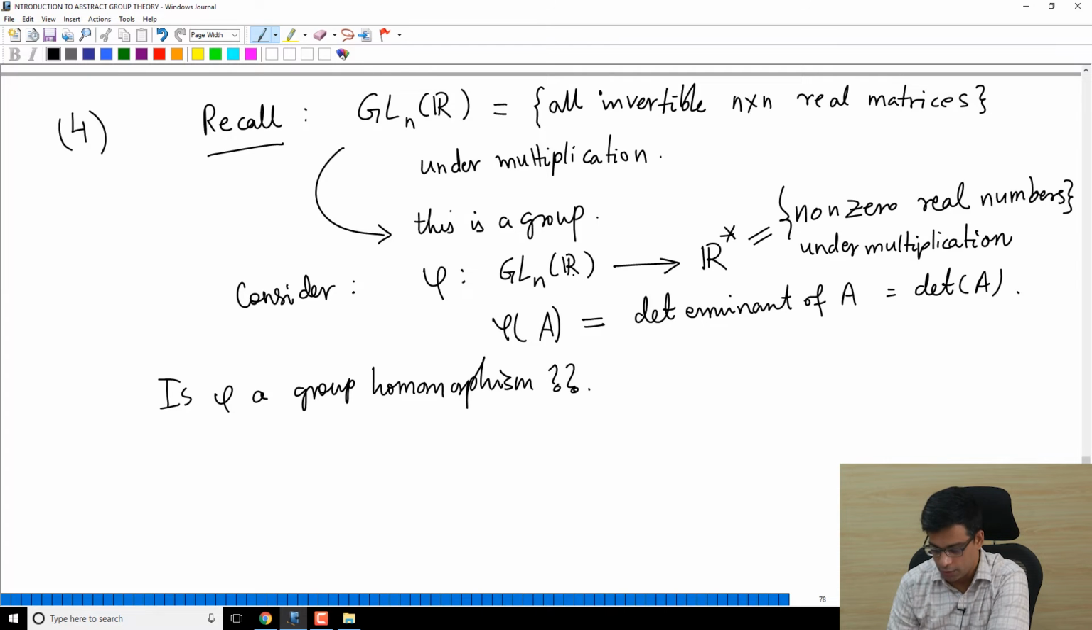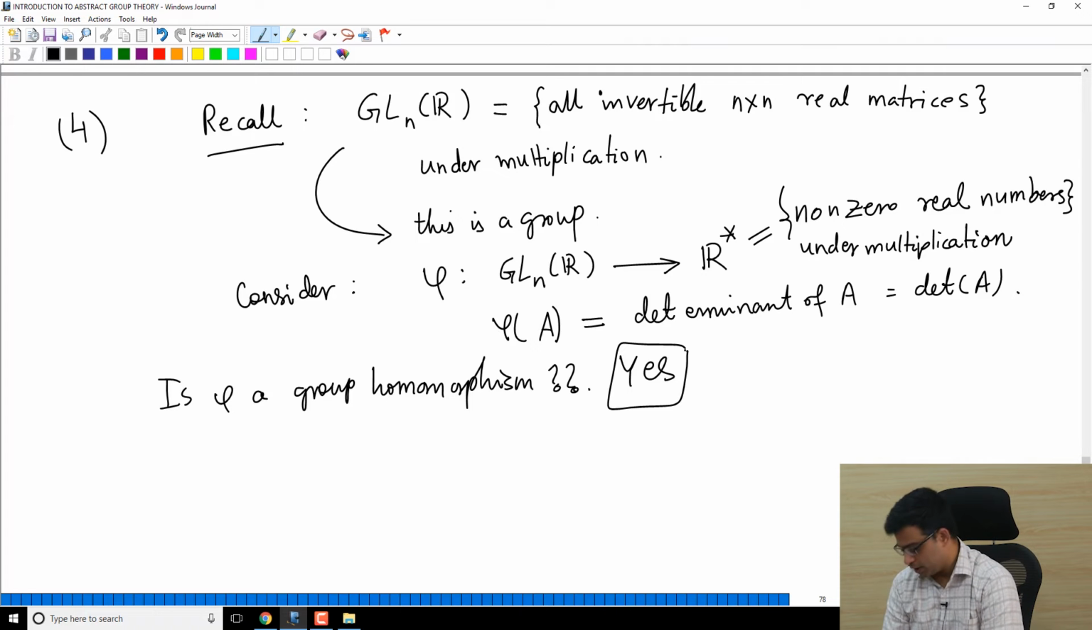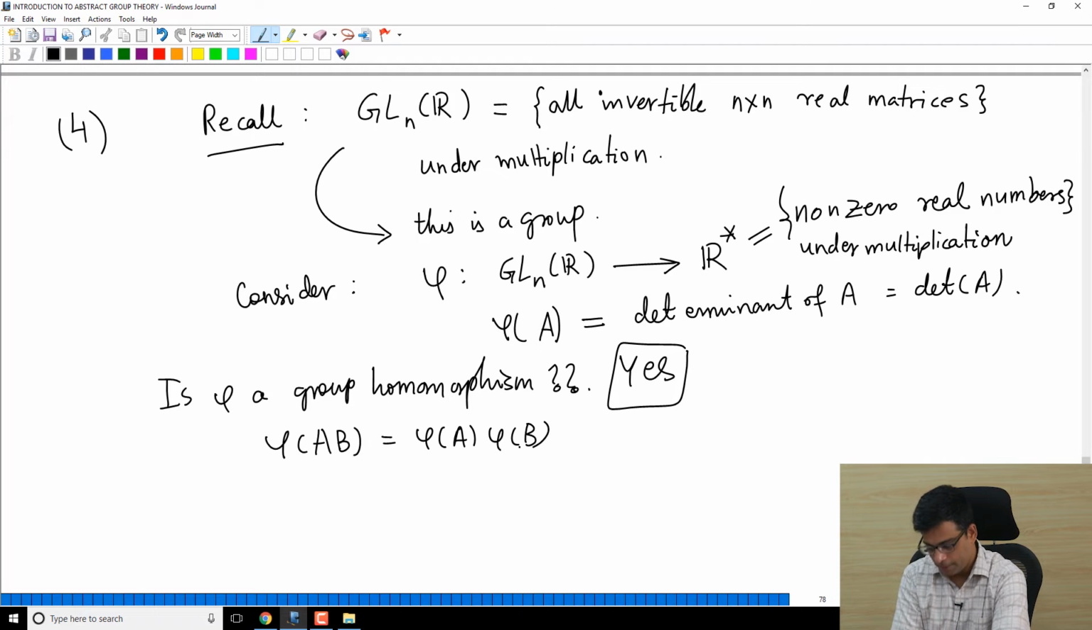It's a function from one group to another group, and the answer is yes. It follows from the properties of the determinant, if you have seen matrices before. What do we have to check? Remember, the definition of a group homomorphism is phi of AB should be the same as phi of A times phi of B. I'm using capital A, capital B, because it's standard to denote matrices by capital letters. So is this true?